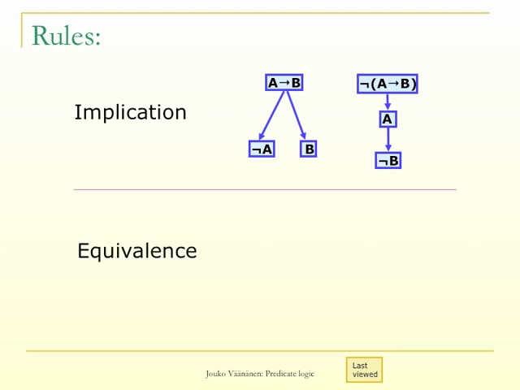Equivalence. The equivalence means intuitively that A and B are both true or both false, so we split the tree into two possibilities. In the first possibility, A is false and B is false, so we write negation A and underneath negation B. The other possibility is that A and B are true, so we write them first A and then underneath B.